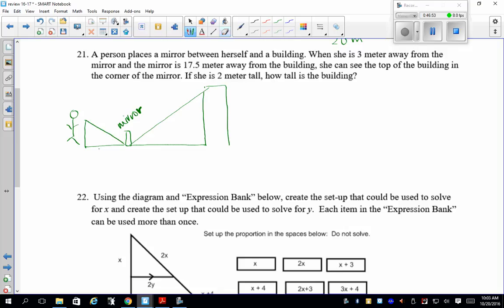The girl is 3 meters away from the mirror, and she is 2 meters tall. The mirror is 17.5 meters away from the building, and the building height I don't know. So the triangles are not facing the same direction, but I'm still going to set up one fraction as the height and one fraction as the distance to the mirror. So I'll do the girl over the building for height equals the girl over the building for distance from the mirror. And we're going to cross multiply and solve, and x is 11.6 meters.